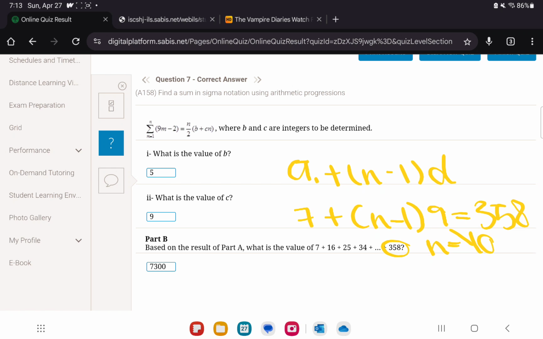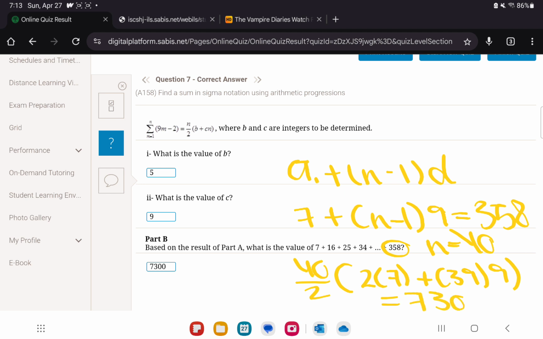Now we found what the N of this is, so we do 40 over 2 times 2A1, which is 7, plus 40 minus 1, which is 39, times the common difference, which is 9. When you do all that on your calculator, you get 7300, and that's this answer.